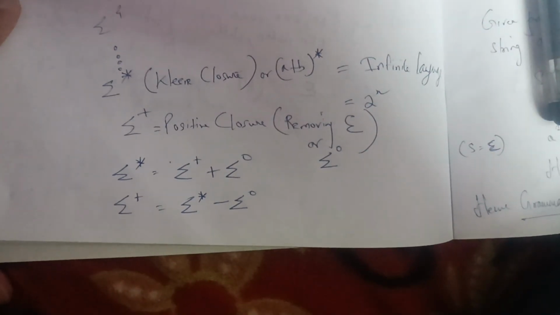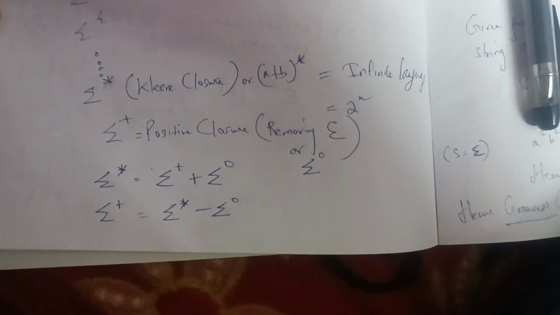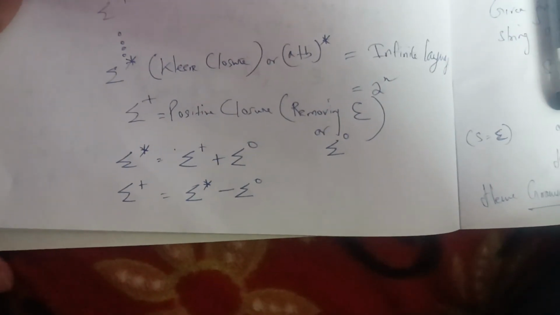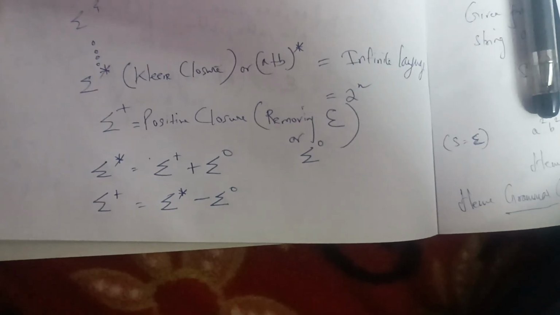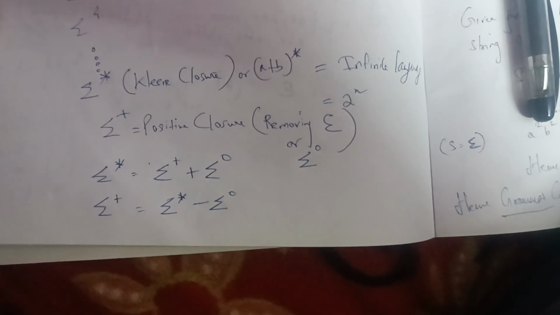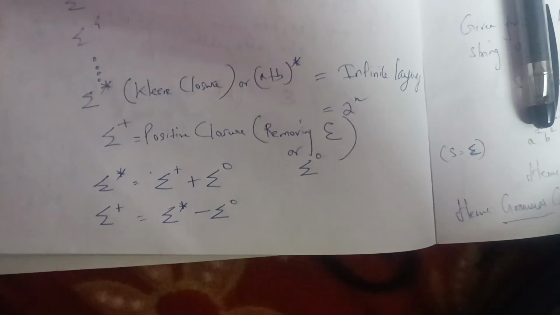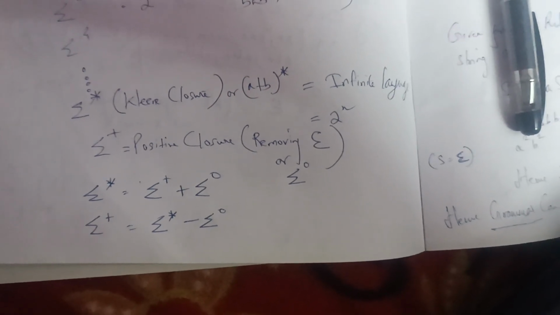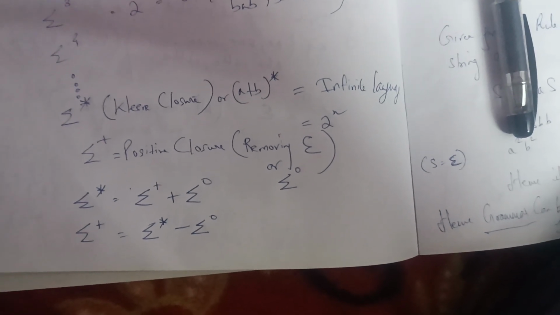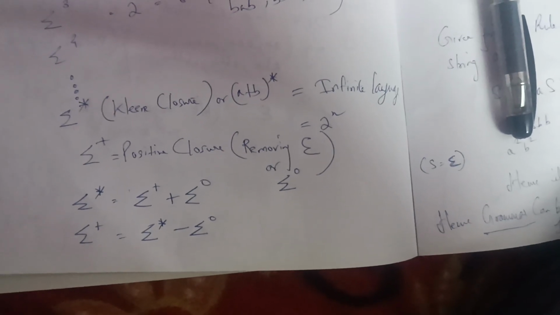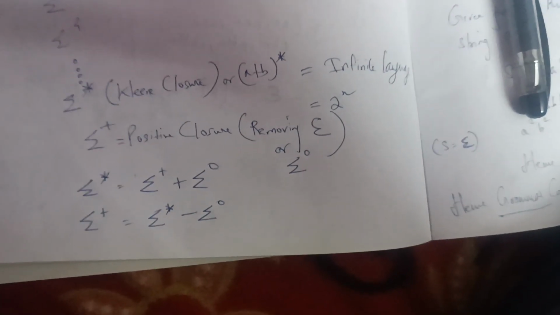We can represent sigma star in the form of sigma to the power plus and sigma to the power 0. So sigma to the power plus is equal to sigma to the power star minus sigma to the power 0. Basically, sigma plus is known as positive closure, which is all strings, sorry, not strings, all alphabet symbols, removing epsilon. And what is epsilon? Sigma to the power 0, as I already mentioned.